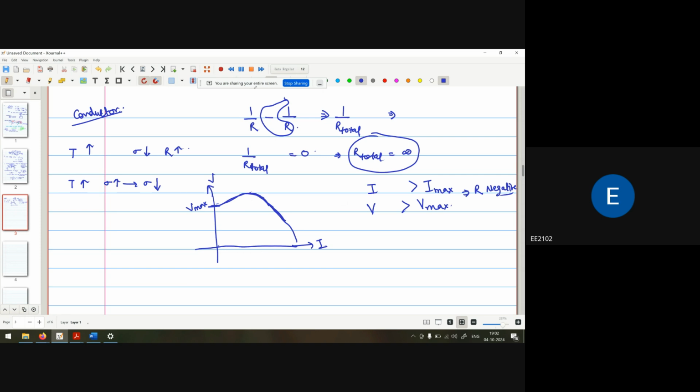So with respect to temperature, my conductivity increases, so I can say the resistivity effect means the resistance will be negative. That's why the conductivity increases up to the maximum value. That particular concept is called the negative resistance concept. So a decrease in resistance within a limit is called negative resistance.